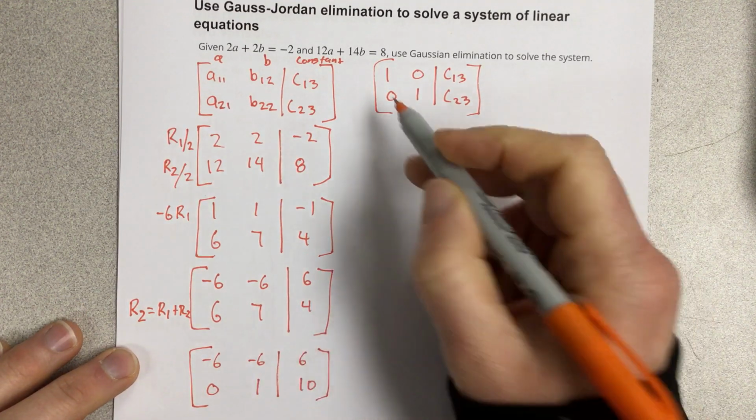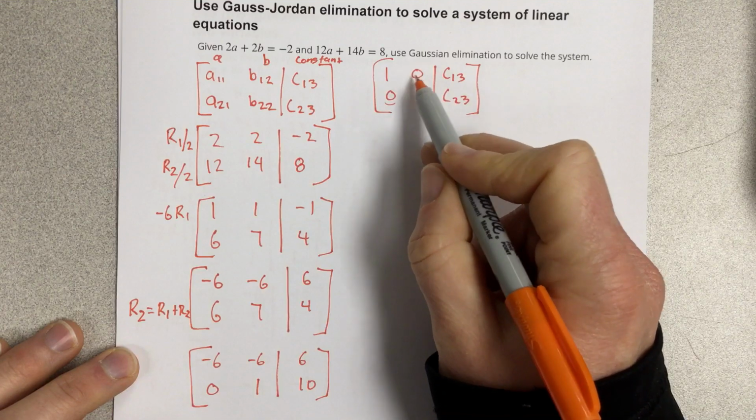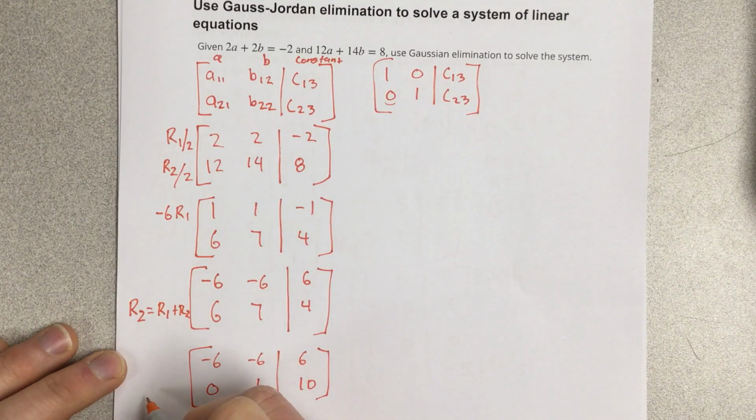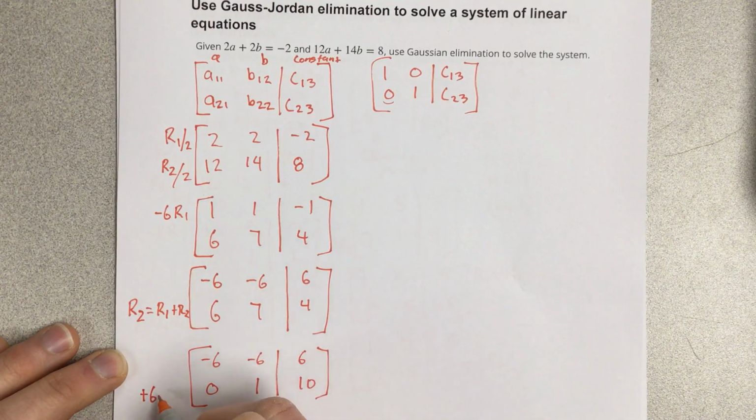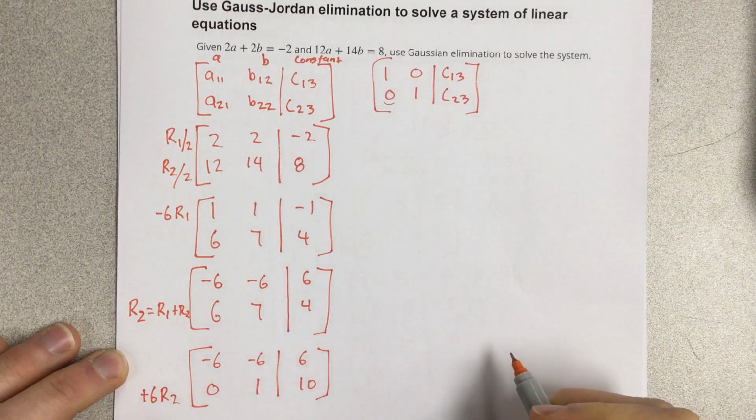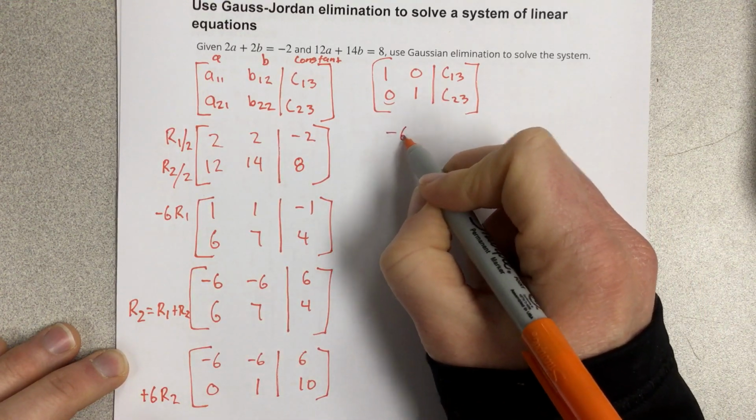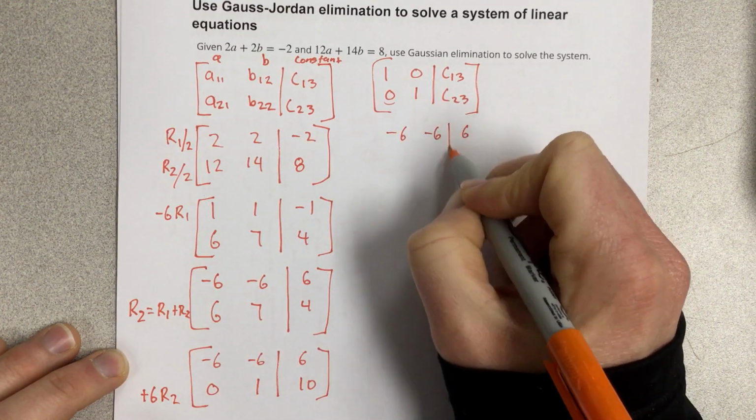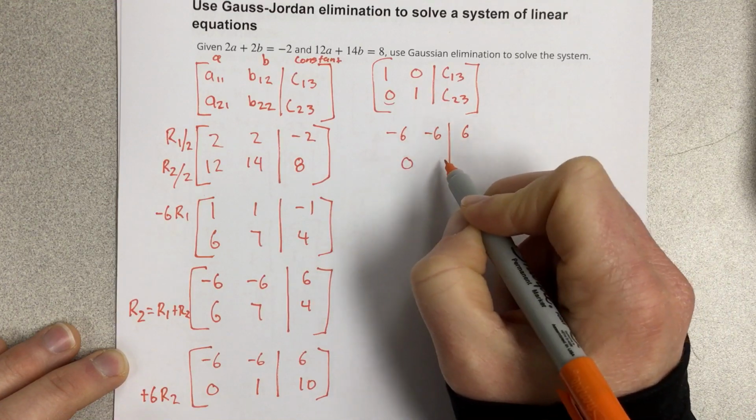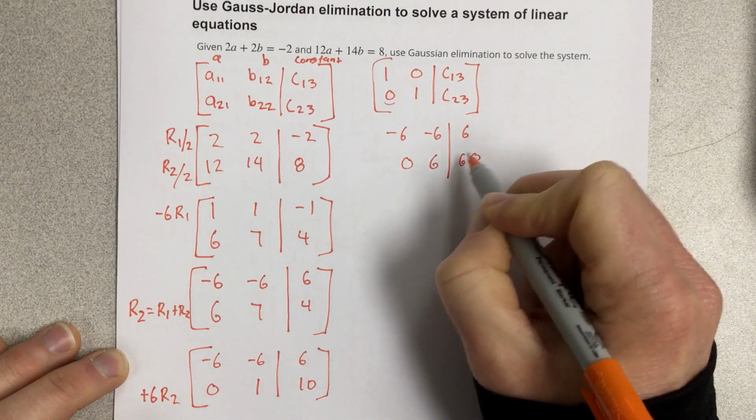Now I'm getting closer. I got the 0 in the bottom left corner. I need to get the 0 in the top right corner. To do that, I'm going to multiply this -6 to the bottom equation. Actually, not -6, +6 to the second row. And that will give us -6, -6, 6. And that would be 0, 6, 60.